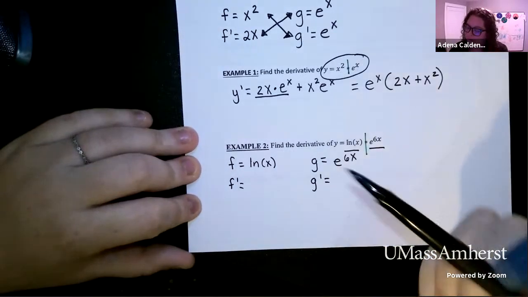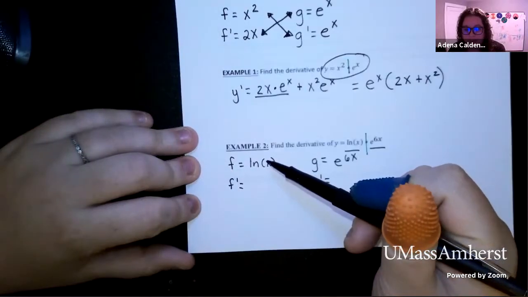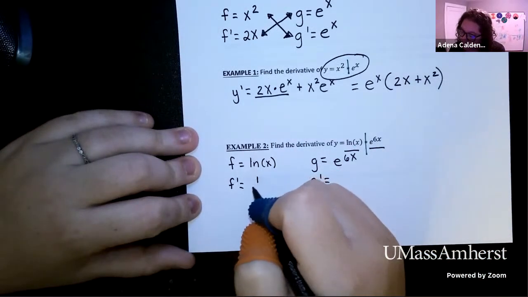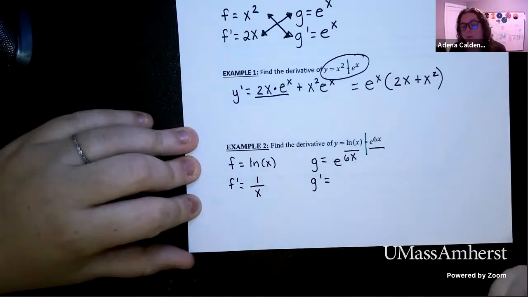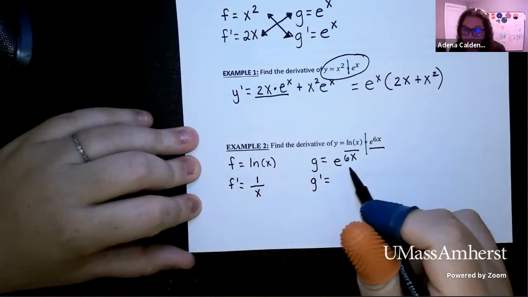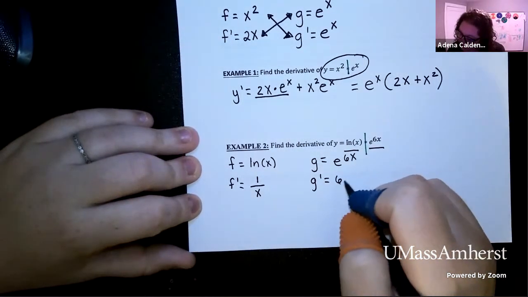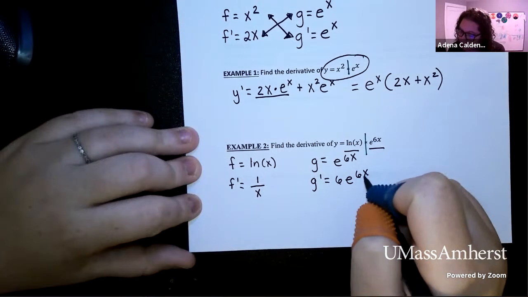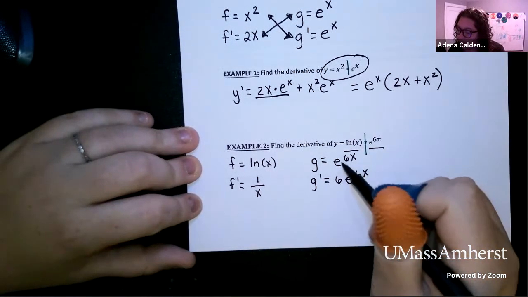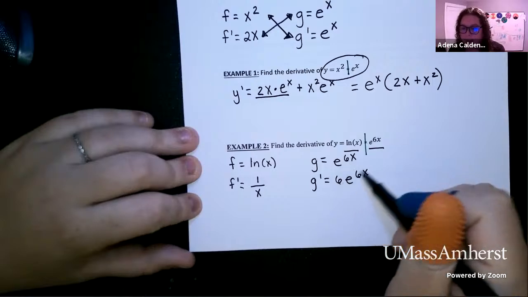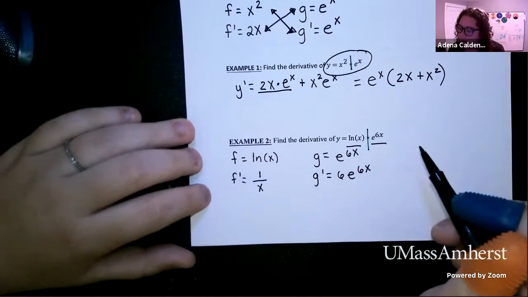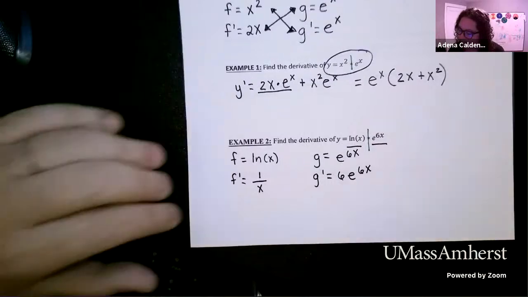Now I want to find the derivative of each of these separate pieces. So the derivative of the natural log of x is 1 over x. And the derivative of e to the 6x is 6e to the 6x. So remember, if you have a constant up here, it comes out. The power does not change. Otherwise, that's what the derivative looks like.